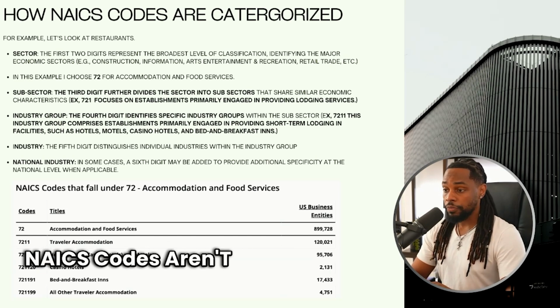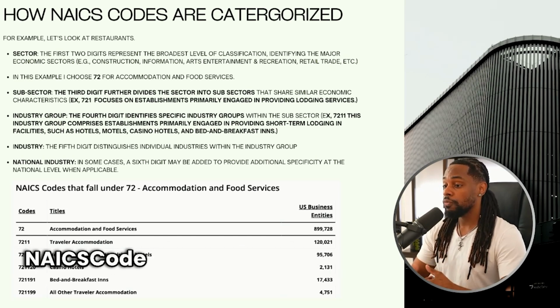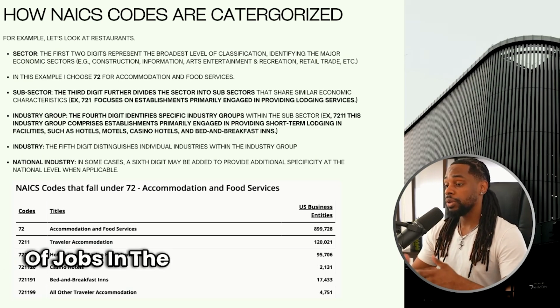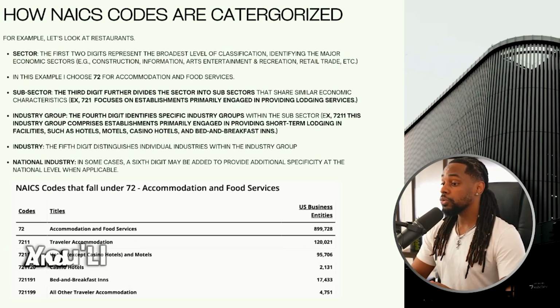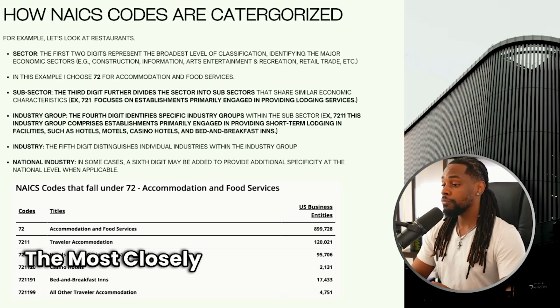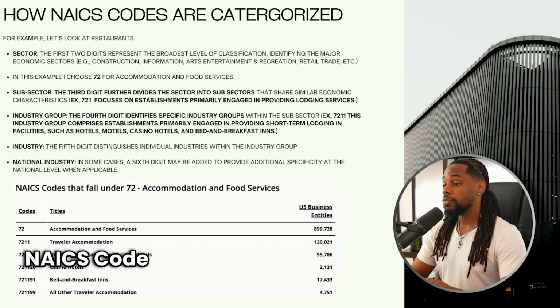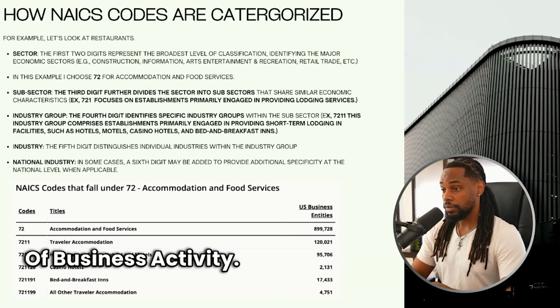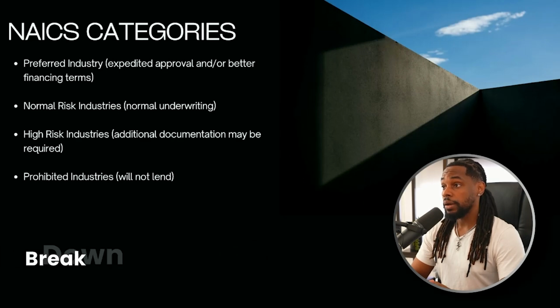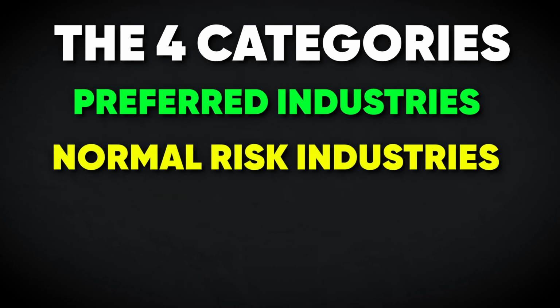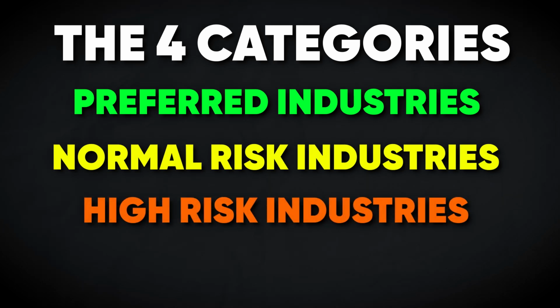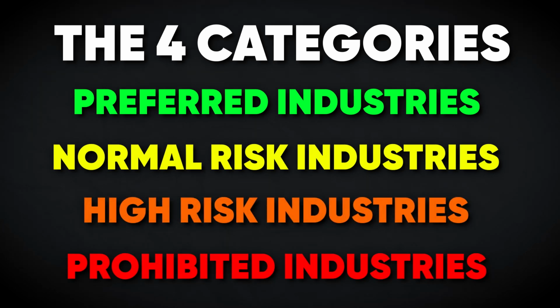NAICS codes aren't perfect. For example, there's no NAICS code for many types of jobs in the creator economy, such as YouTube or social media. And you'll need to choose the most closely represented NAICS code for your main type of business activity. Underwriters normally break down NAICS codes into these four categories. You have preferred industries, normal risk industries, high risk industries, and there's also prohibited industries that will not be allowed to receive funding.